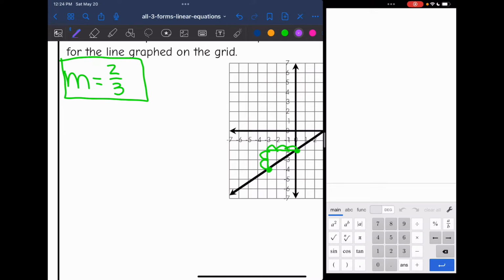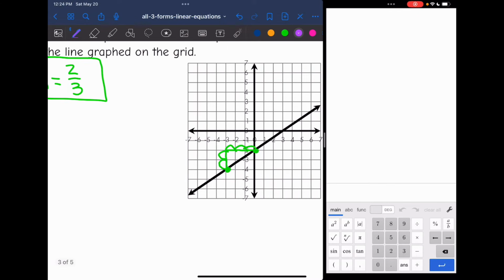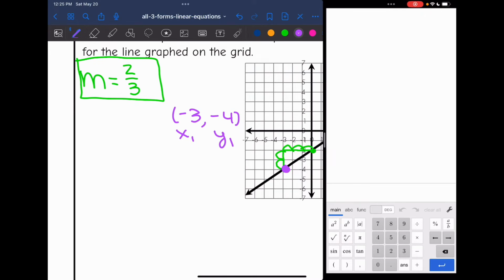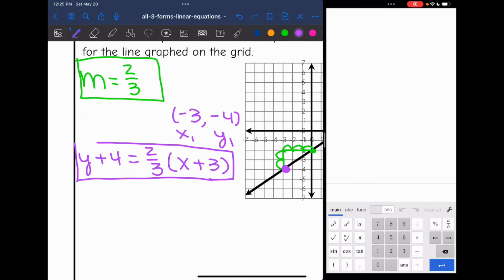And then to write my equation in point slope form, I need a point. You can use any point on the line to write your equation in point slope form. I'm going to use this point right here, which is negative 3, negative 4. So negative 3 will be x1 and negative 4 will be y1. So now I'm ready to write my equation in point slope form. It'll be y minus y1, so minus negative 4 would be plus 4, equals the slope of 2/3 times x minus negative 3, so x plus 3. There's my point slope form equation.